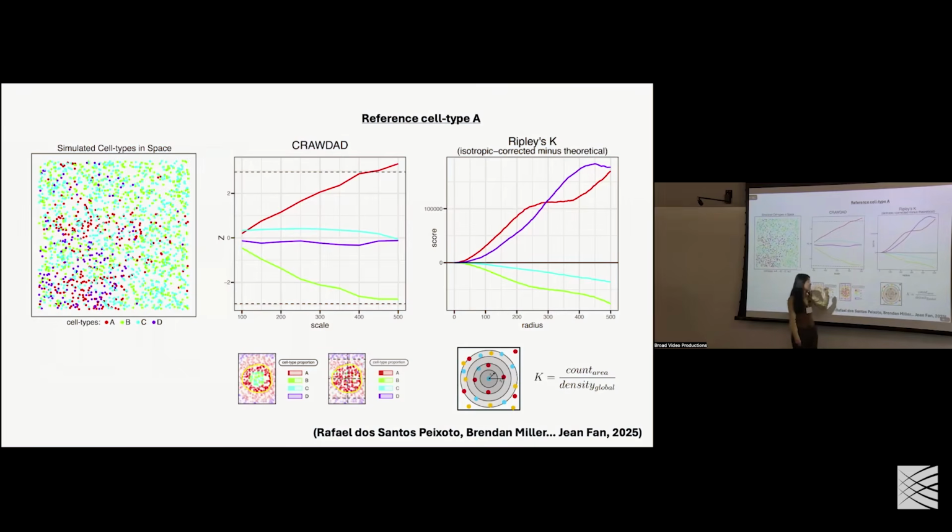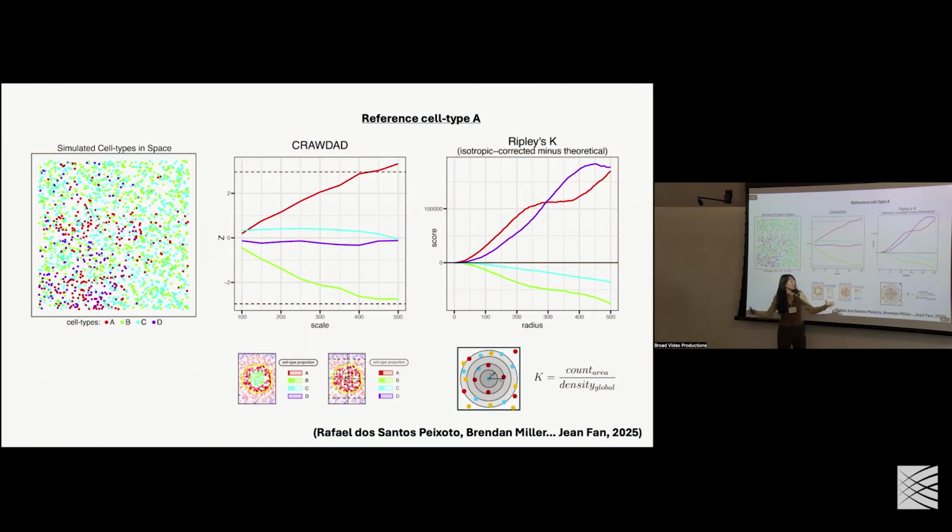For CRAWDAD, what we're doing is, again, we're evaluating a fixed neighborhood around cell type A, and we're changing the background that we're comparing against at different length scales. Whereas for Ripley's, we're always comparing to the global background density, the global proportion, and what we're changing is the numerator of the different neighborhood sizes.